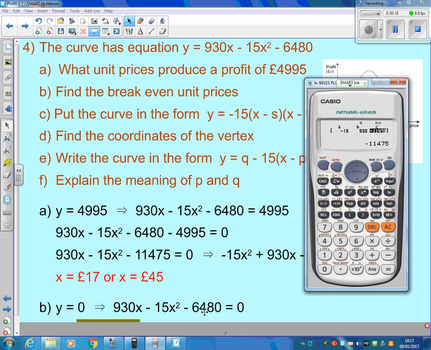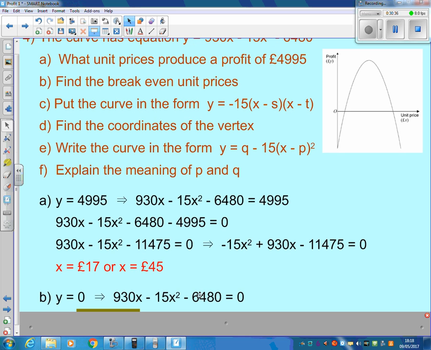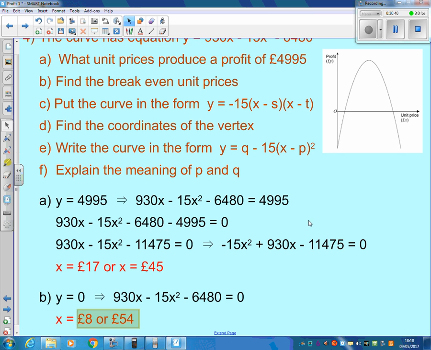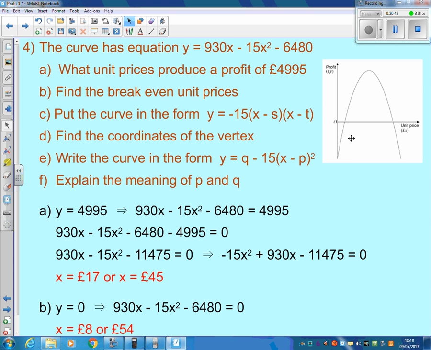But now the c value is minus 6480, because it's already equals naught. I don't need to put it equals naught. So my break-even values are 54 and 8. That's telling me £8 there, £54 there. So we've found our break-even prices.